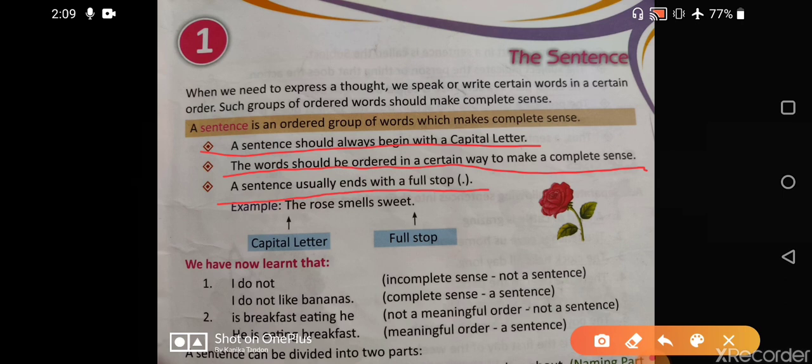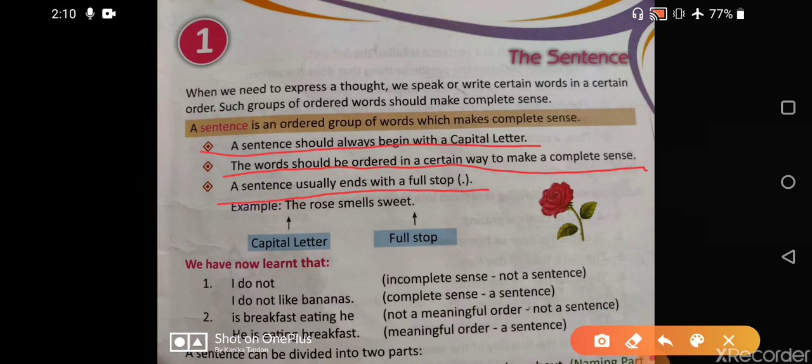Now, the rest of the examples are: "I do not." This is, in an incomplete sense, not a sentence. While we are reading this, "I do not," I don't understand. I think you will not be understanding what the sentence is trying to tell you. That is why it is an incomplete sentence and it does not make any sense to you or to me. But "I do not like bananas" makes complete sense. That is why it is called a sentence.